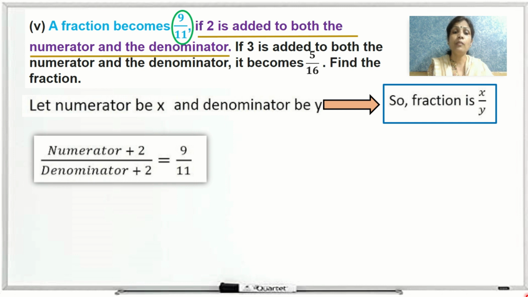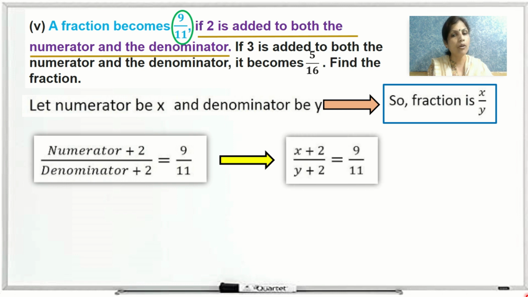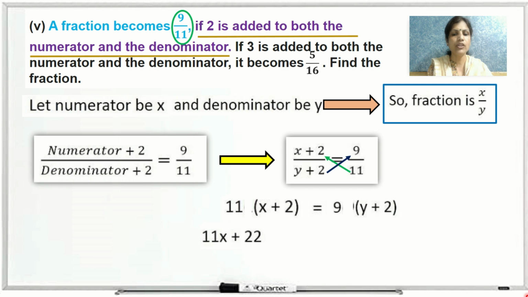But we have taken the numerator as x and the denominator as y. So it will be (x + 2)/(y + 2) = 9/11. And I told you that we have to solve this by cross multiplication. So first you will multiply 11 into (x + 2), so it will be 11(x + 2) is equal to 9(y + 2). Now multiply 11 with the bracket and 9 with the bracket. So you get 11x + 22 = 9y + 18.